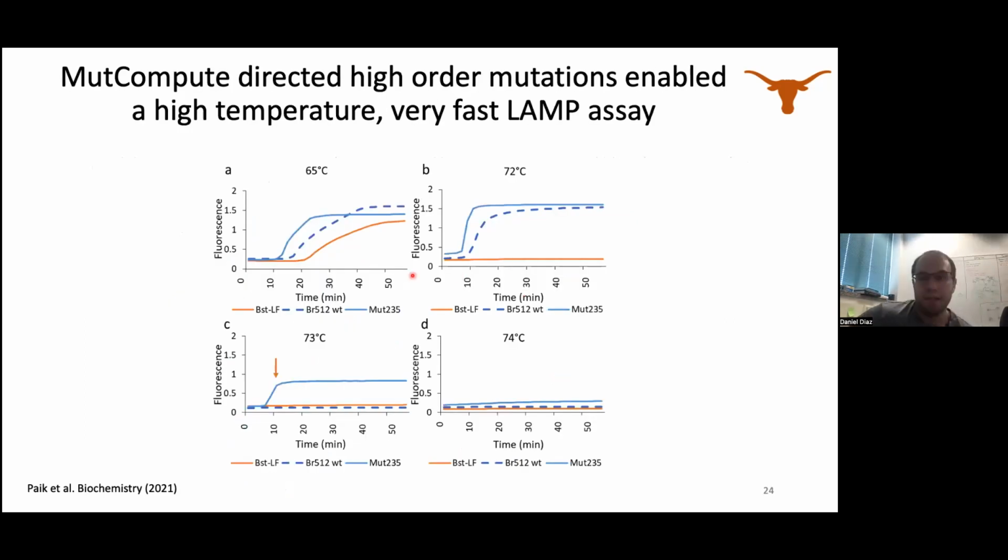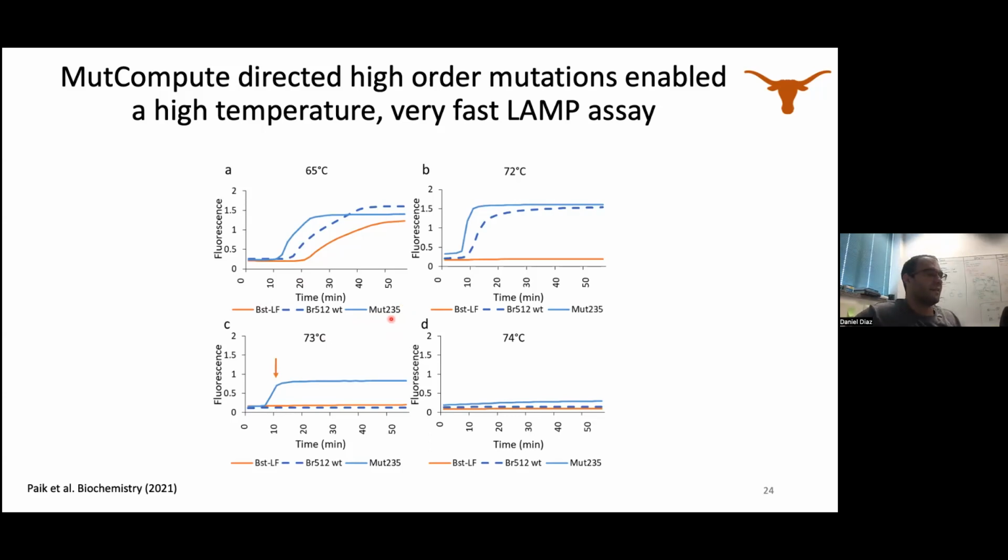So ideally, you'd like to run the assay at a hotter temperature so you can get results faster, right? Nobody wants to wait an hour or 2 hours for their COVID PCR. We'd much prefer to wait 5, 10, maybe 15 minutes to get a positive or negative result. So this BR512, I think, is already a commercially available LAMP polymerase, so that's the dashed line. And then this is our starting point from engineering, the orange line. And then the blue line is the triple mutant variant that we made after combining the top hits.